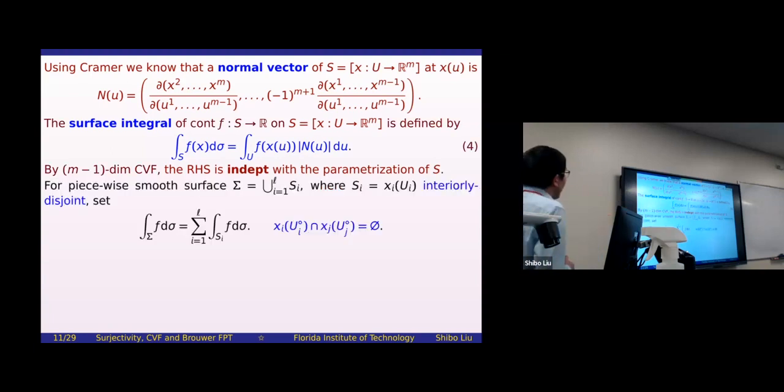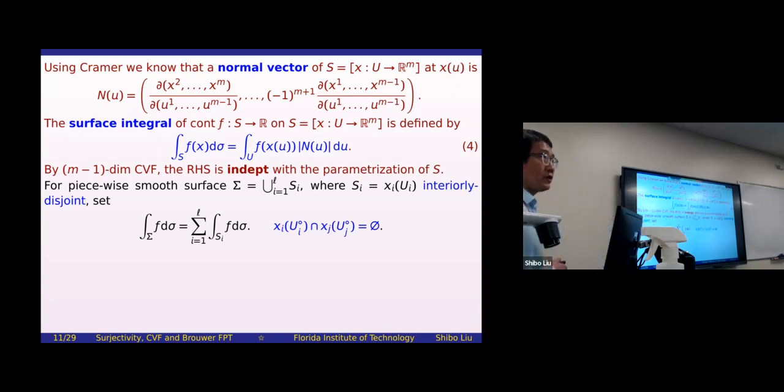If S is piecewise smooth, meaning that the surface is a union of finitely many such surfaces, which are disjoint interiorly, meaning that the image of the interior has empty intersection, in that case, we simply integrate each piece and then sum them up. This is the definition of the integral of F over the piecewise smooth surface sigma.